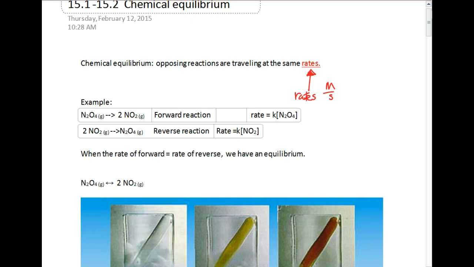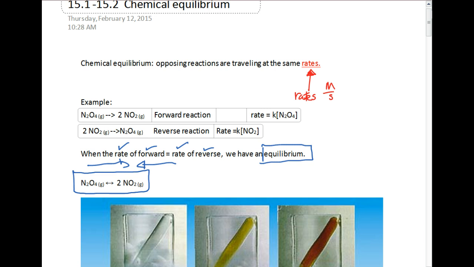When the rate of the forward reaction, how fast that forward reaction is going, is equal to the rate of the reverse reaction, we have what's called an equilibrium. We have equal rates, like we said before, of opposite reactions. So we can write an equilibrium like this. You'll see that the equilibrium is written with a double arrow, meaning the forward reaction, the reaction that's going to the right, is at equal rate with the reaction that's going to the left.